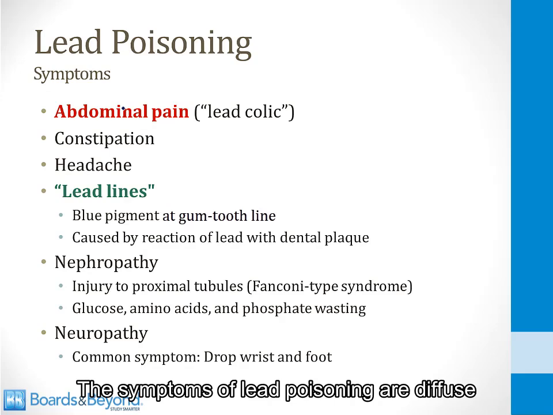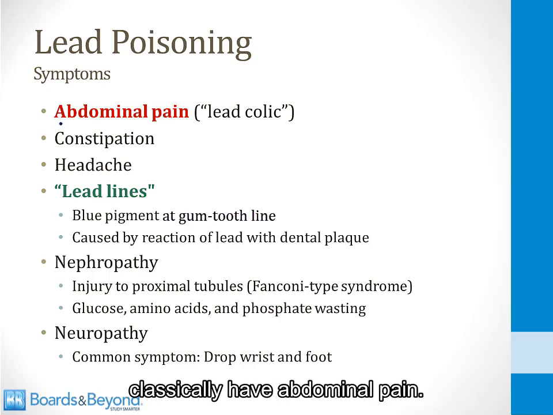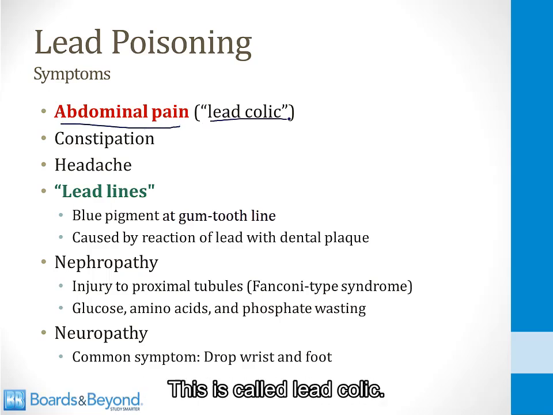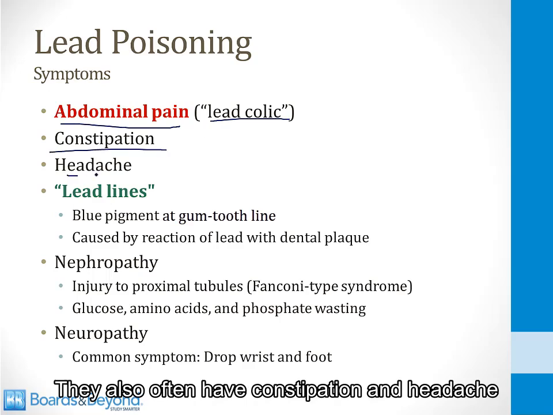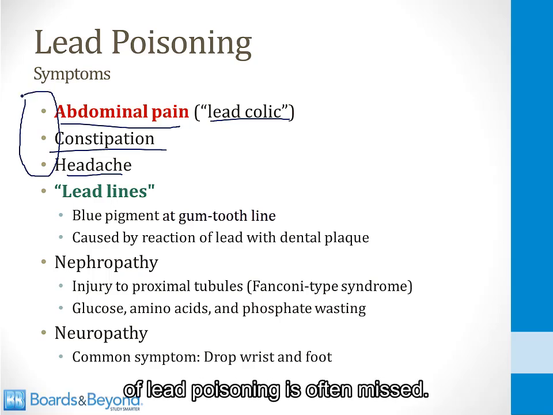The symptoms of lead poisoning are diffuse and can involve many different organ systems. Patients with lead poisoning classically have abdominal pain. This is called lead colic. They also often have constipation and headache, and these are relatively nonspecific symptoms, and this is why a diagnosis of lead poisoning is often missed.